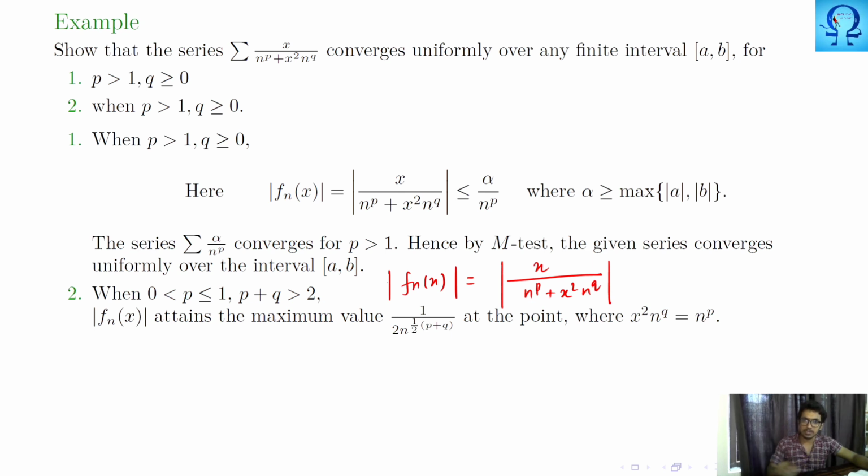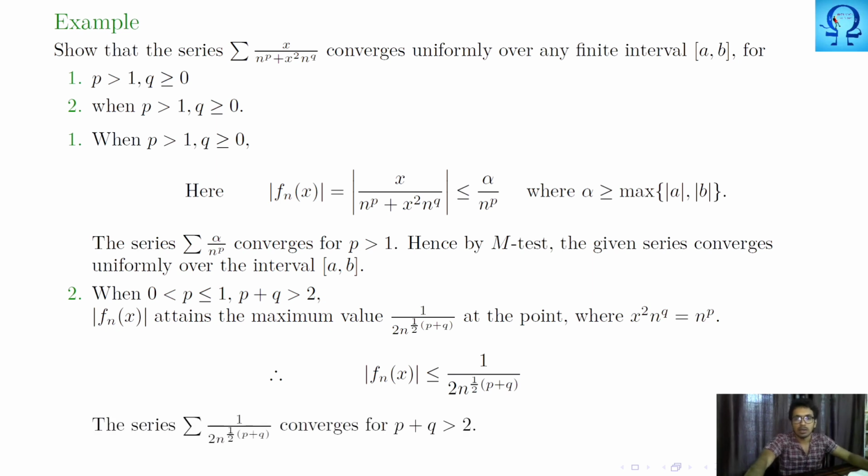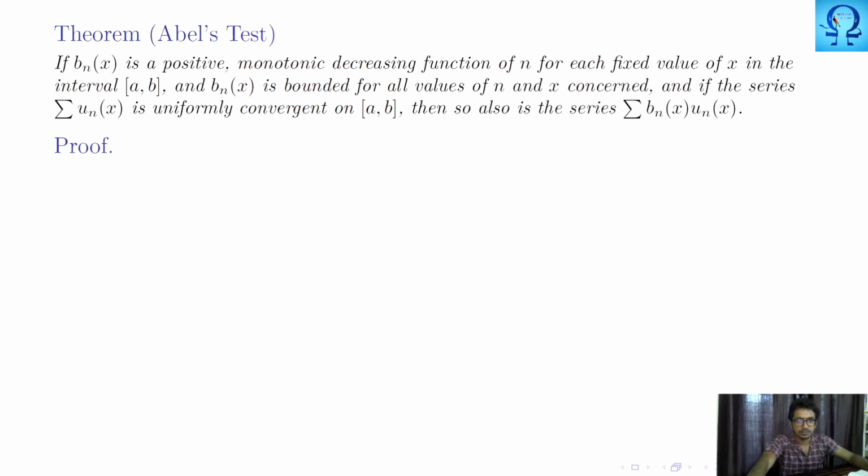For which purpose, what we do is that we can consider this as some function of x and apply the maxima minima ideology, so identify the extreme value, and that is how we get this point. And we know that p plus q is bigger than 2. When it is bigger than 2, obviously the power of n is bigger than 1, therefore it has to be convergent, and hence by the M test we conclude that the given series is also convergent uniformly on the specified interval.